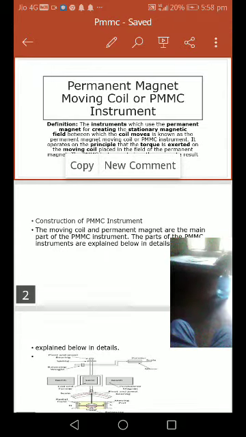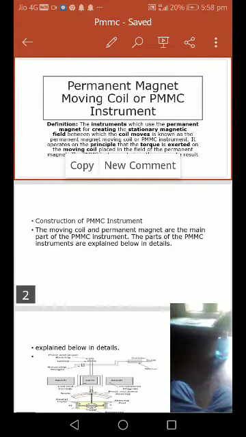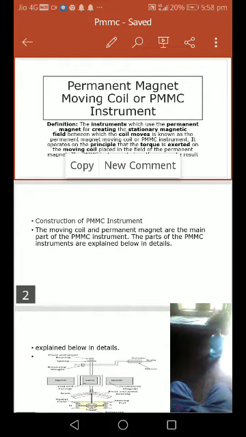Permanent magnetic moving coil, PMMC, permanent magnetic moving coil instrument.